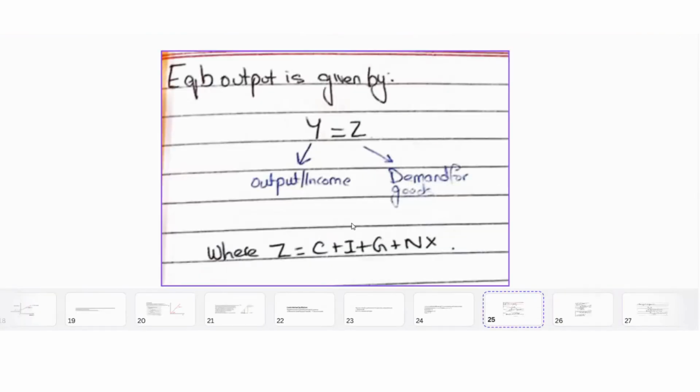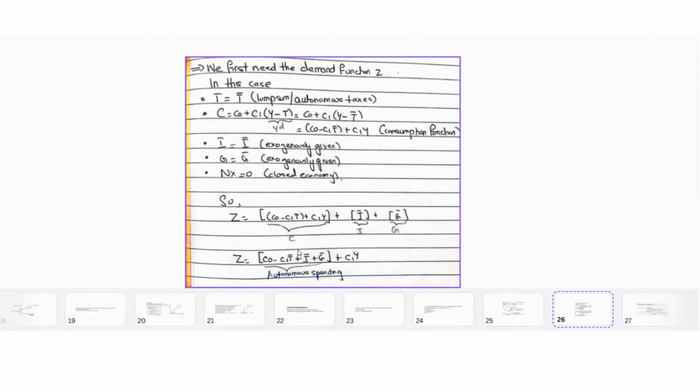the part of demand which does not depend upon Y is known as autonomous spending, right? So in order to find the equilibrium level of output, we know the condition is that Y is equal to Z, right? So we first find a demand function Z, which under the assumptions of our standard goods market model is this. So depending upon the assumptions in the model, you can find your demand function.